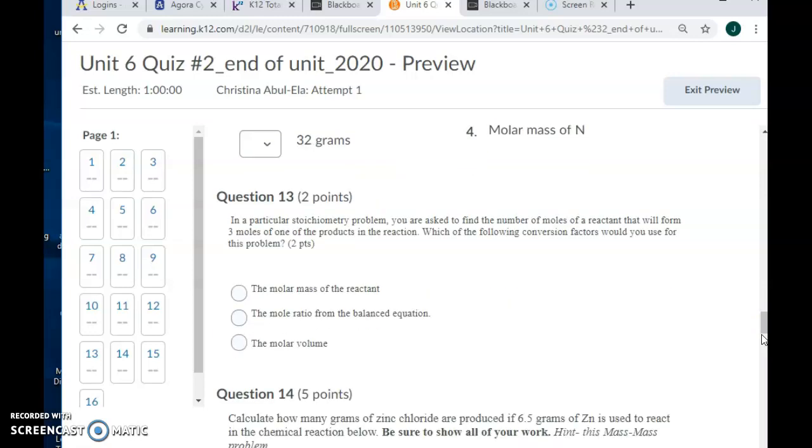Question 13. In a particular stoichiometry problem, you are asked to find the number of moles of a reactant that will form 3 moles of one of the products in the reaction. Which of the following conversion factors would you use for this problem? The molar mass of the reactant, the mole ratio from the balanced equation, the molar volume.